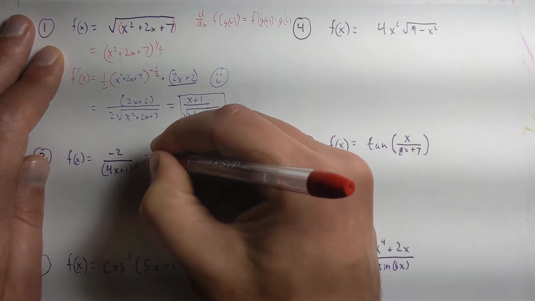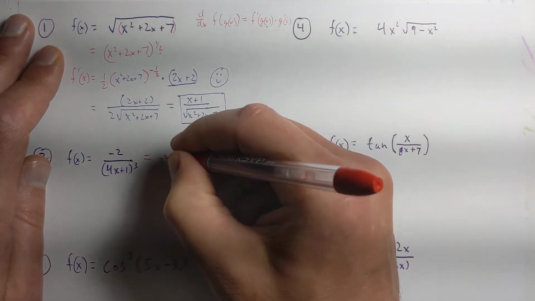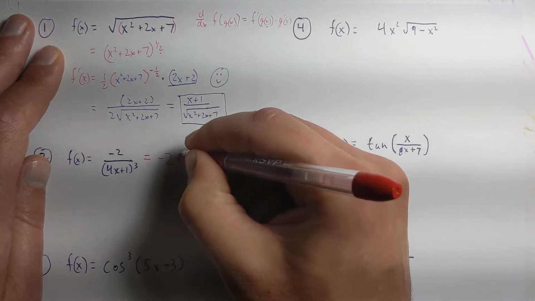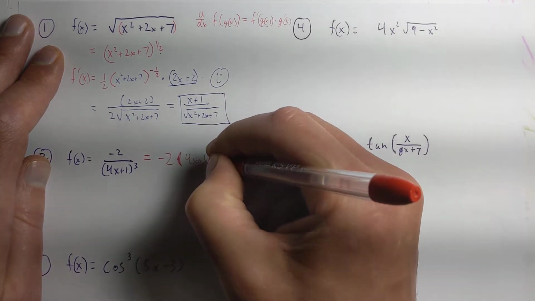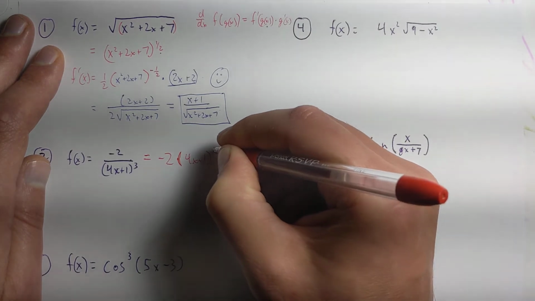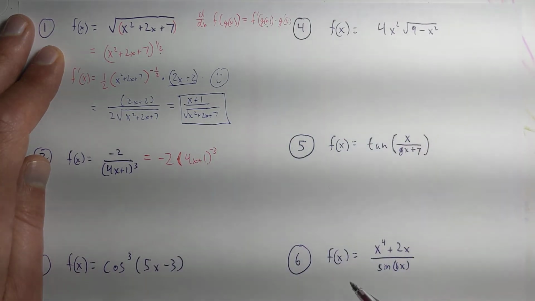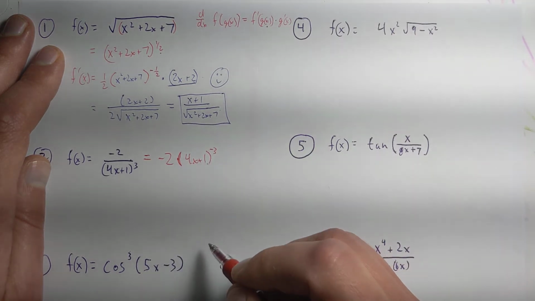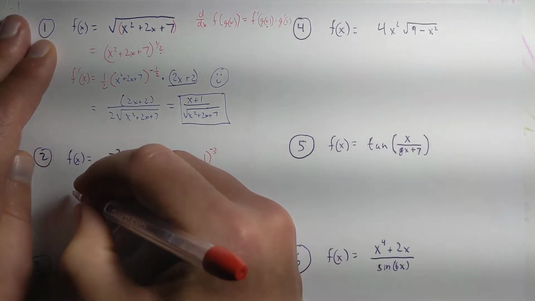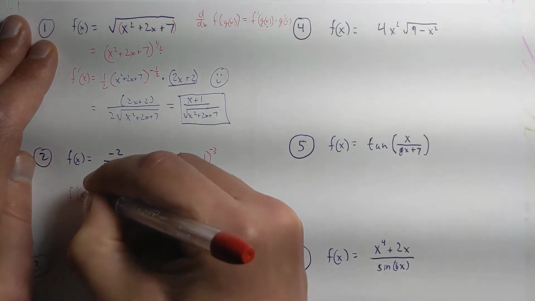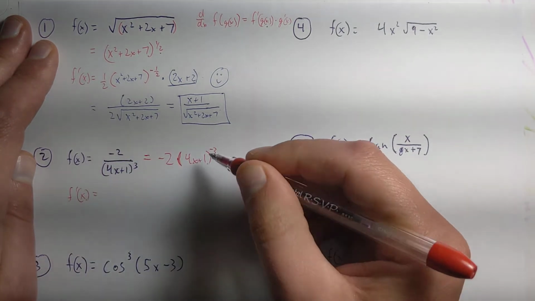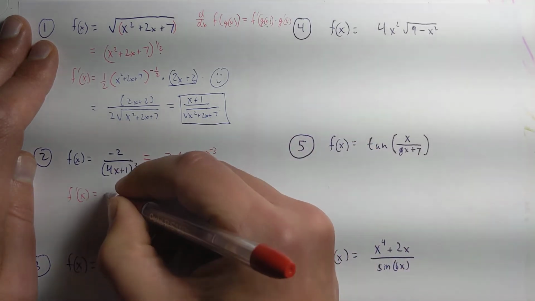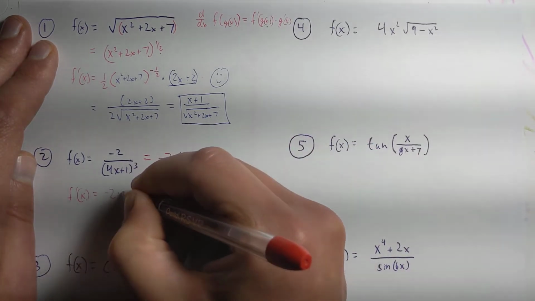I'm going to rewrite this again. I'm going to rewrite this as negative 2 times 4x plus 1 to the negative third, because now I can use the power rule on it. So let's see here. F prime of x. For the power rule, I've got to bring this down. So it's going to be negative 2 times negative 3.